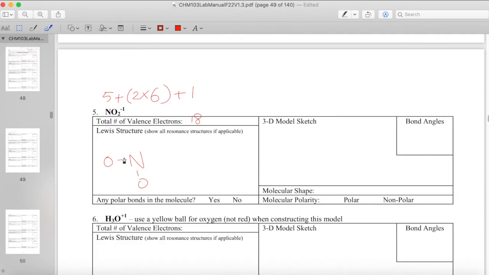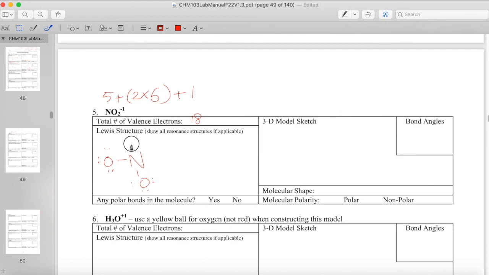So this oxygen has 2 electrons from this bond. Let's give it 3 lone pairs, so it has 8 electrons. Oops, sorry, there we go. I think that made it a little bit easier to see. Okay, so 2, 4, 6, 8. That oxygen's happy. Let's do the same thing with this oxygen. It's got 2 electrons in that bond, 4, 6, 8. So 2, 4, 6, 8. That oxygen's happy. Now let's tackle that nitrogen.